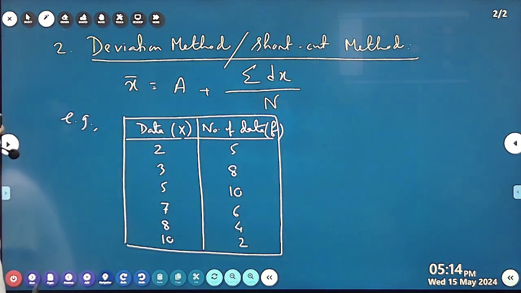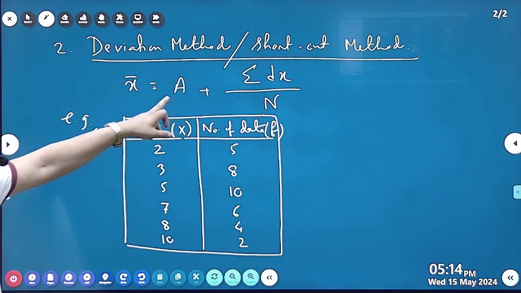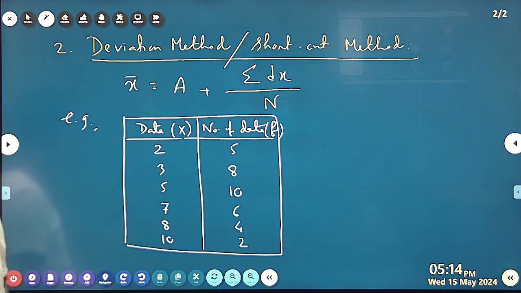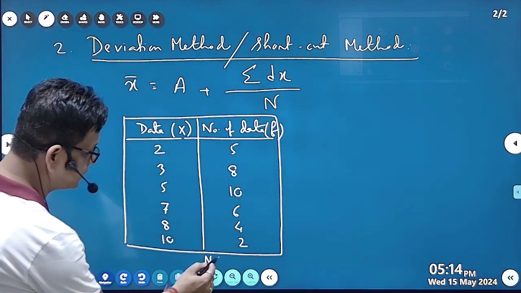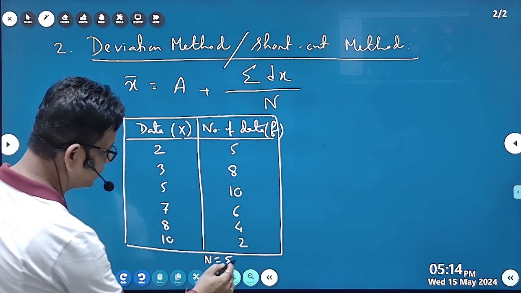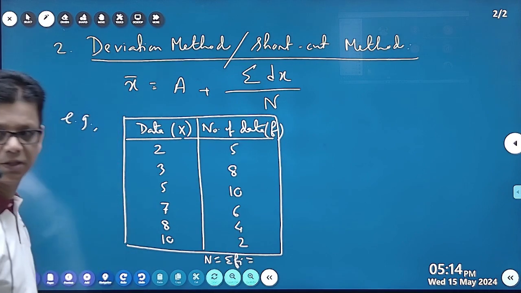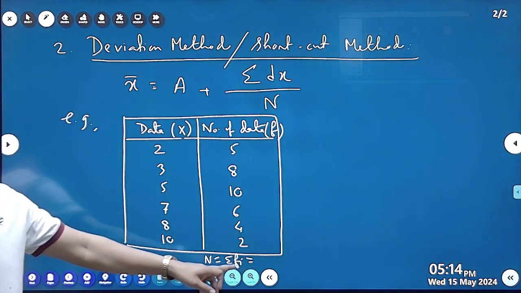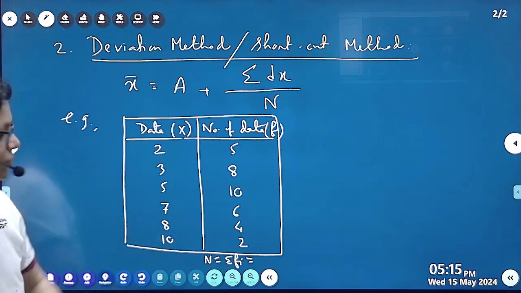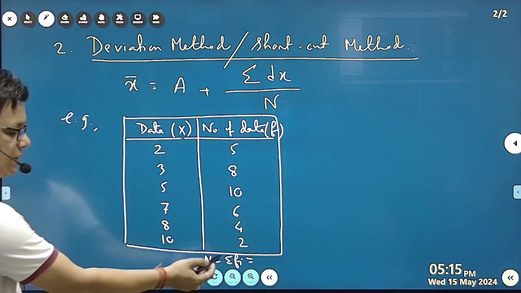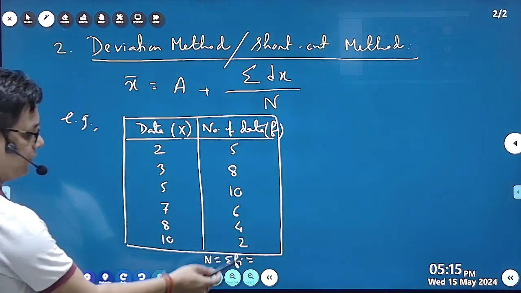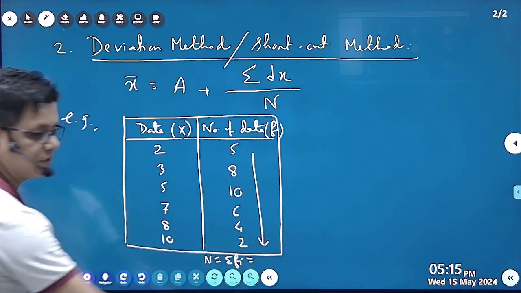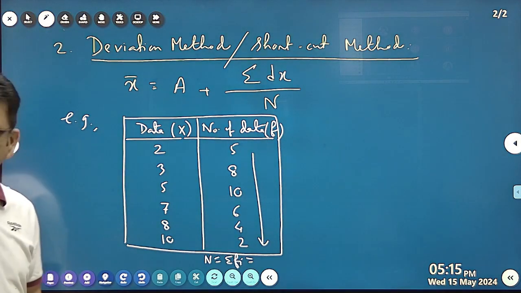Now, to find the mean for this data, the formula is given: a plus summation of dx by n. What is n? You know, n is just the summation of all the frequencies. We will be using this more and more. I wrote fi because I'm habituated with writing fi, so we can also write f. It's all the same. Summation of fi means the sum of all these numbers. That is your capital N. Check it. How much is it?